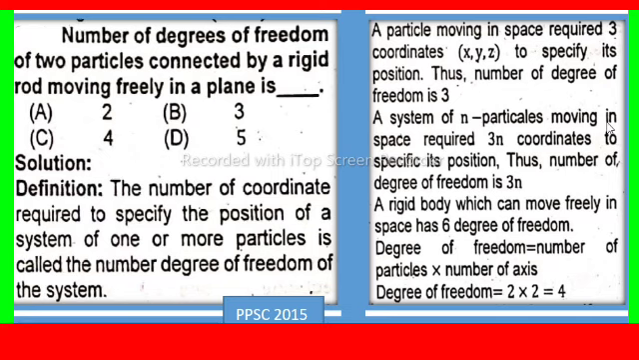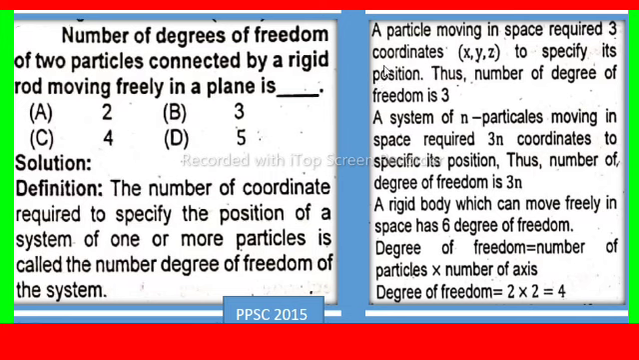In this lecture, I will solve Pakistan Public Service Commission 2015 MCQs, that is: number of degrees of freedom of two particles connected by a rigid rod moving freely in a plane is. Solution. First of all, definition: the number of coordinates required to specify the position of a system of one or more particles is called the number of degrees of freedom of the system.